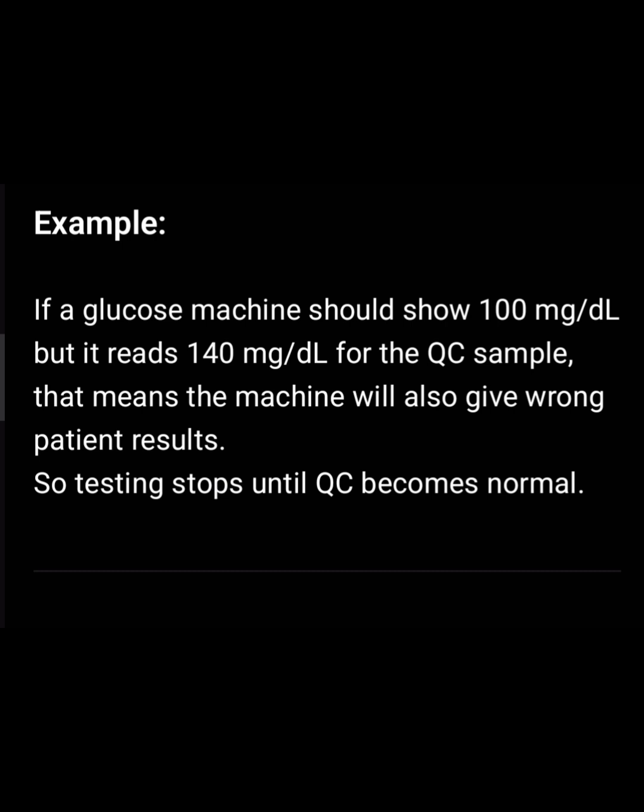Example: if a glucose machine should show 100 mg per dL but it reads 140 mg per dL for the QC sample, that means the machine will also give wrong patient results. So testing stops until QC becomes normal.